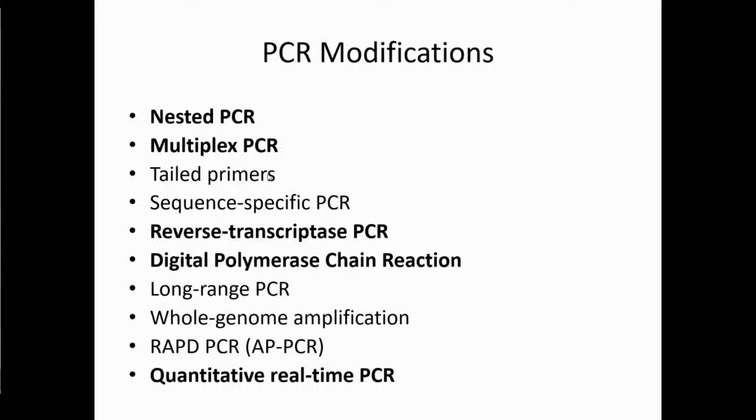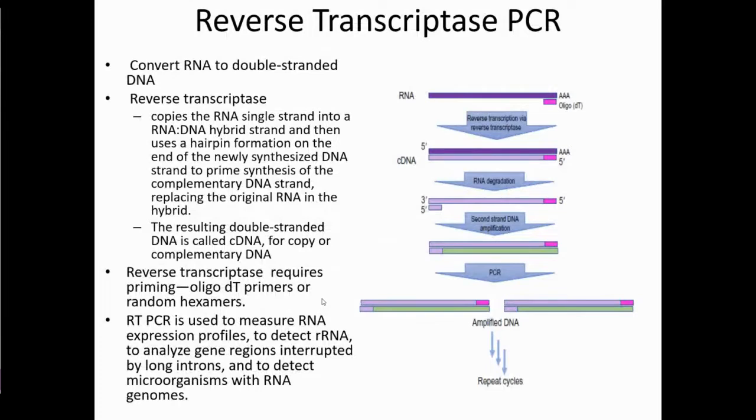All right, so there are different modifications, and we will discuss nested PCR, multiplex PCR, reverse transcriptase PCR, digital PCR, and the quantitative real-time PCR. For the reverse transcriptase PCR, it's called RT-PCR. So you normally see the term as qRT-PCR. Q means real time, all right? RT does not mean real time. RT means reverse transcriptase, okay? So qRT-PCR means real-time reverse transcriptase PCR.